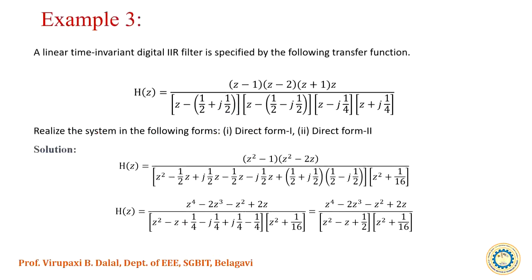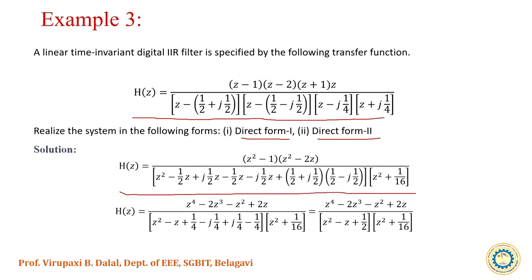Take another example. A linear time invariant digital IIR filter is specified by the following transfer function. This is the given transfer function. Realize the system in the following forms, direct form 1 and direct form 2. In the given equation, z is having positive powers. First, we will try to represent the numerator and denominator such that z will be having negative powers. Simplify the given equation, we'll get H(z) equal to like this.